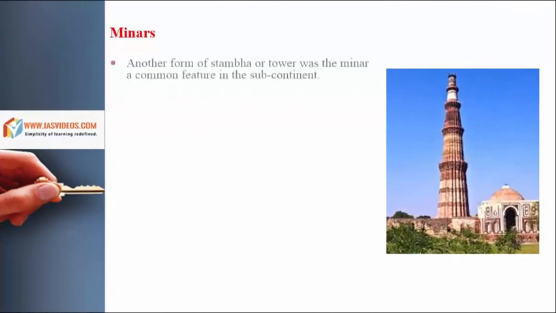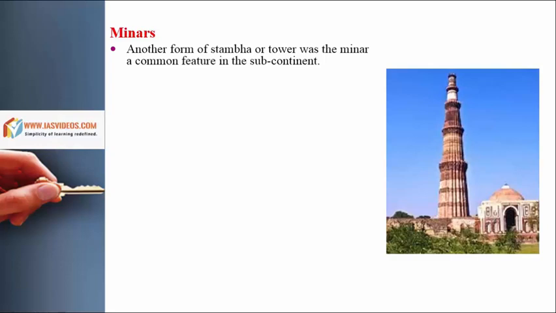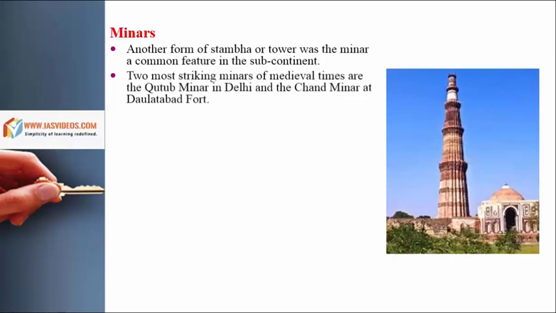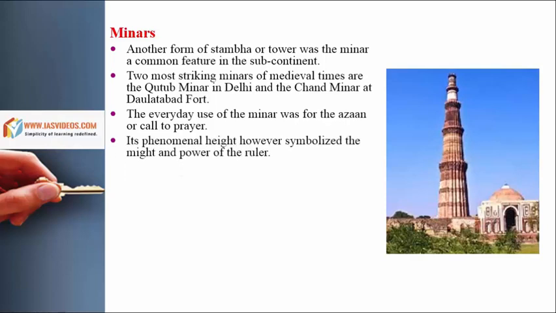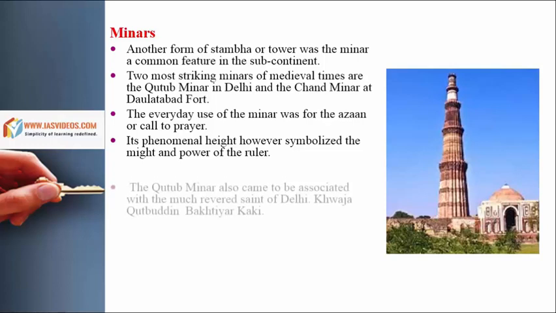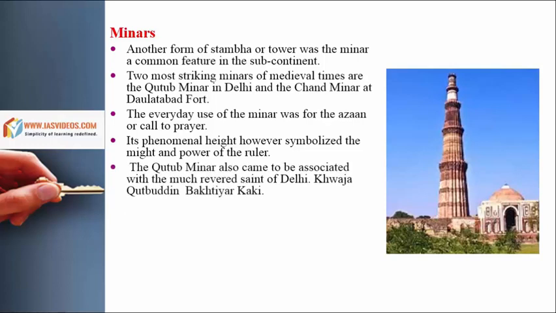Minars. Another form of stambha or tower was the minar, a common feature in the subcontinent. Two most striking minars of medieval times are the Qutub Minar in Delhi and the Chand Minar in Daulatabad Fort. The everyday use of the minar was for the azan or call of prayer. The phenomenal height, however, symbolized the might and power of the ruler. The Qutub Minar also came to be associated with the much revered saint of Delhi, Khwaja Qutubuddin Bakhtiyar Kaki.